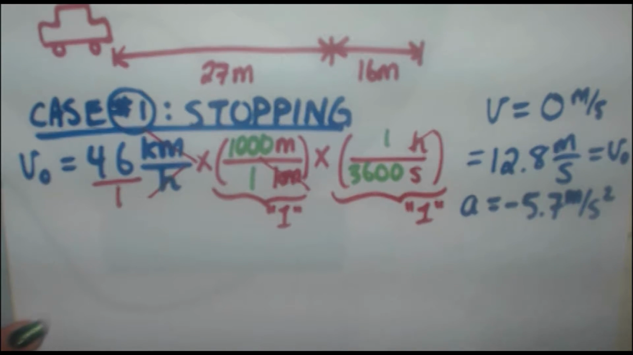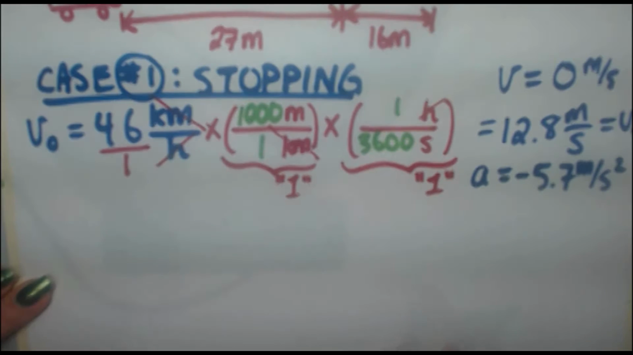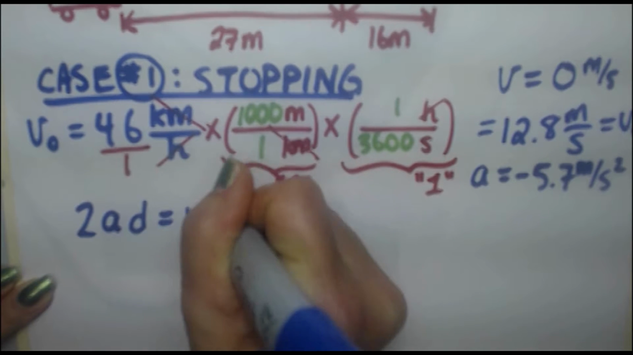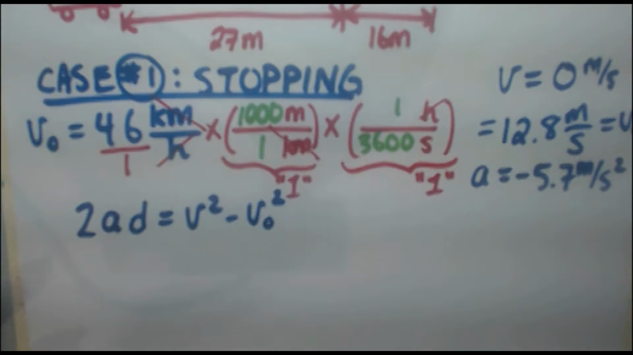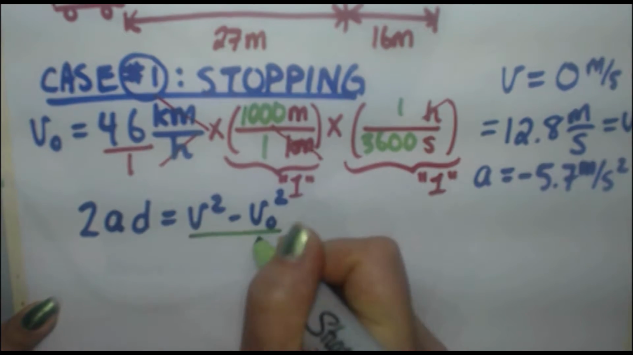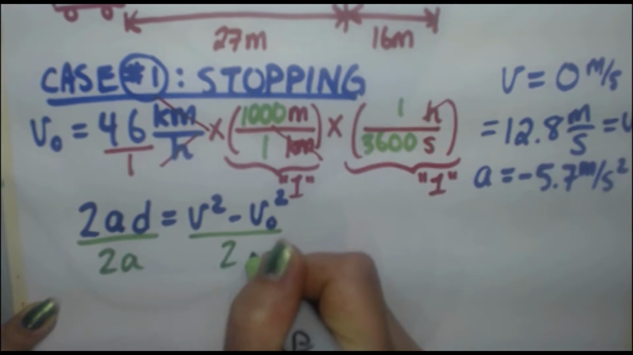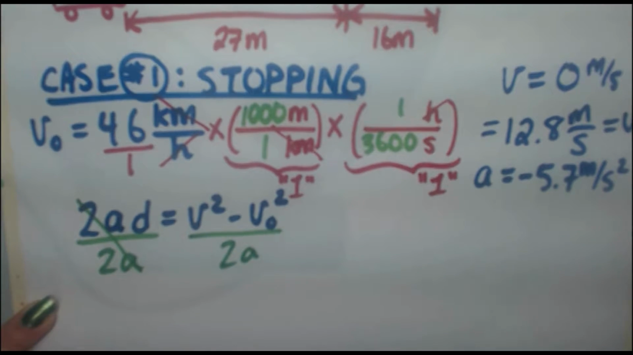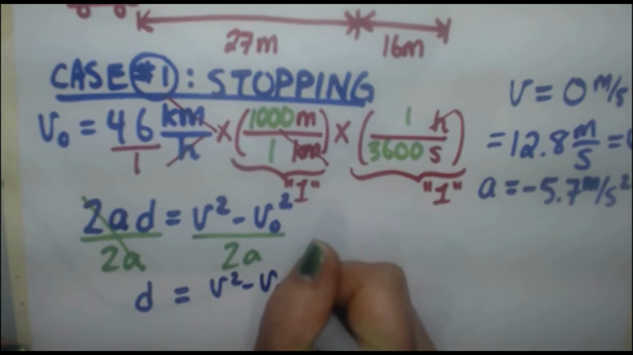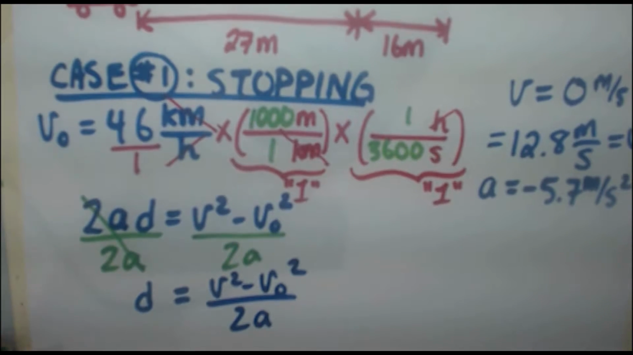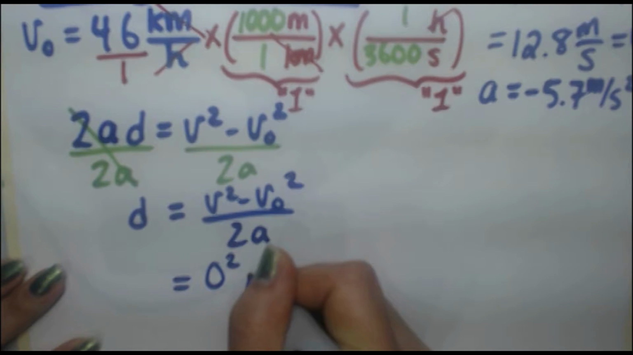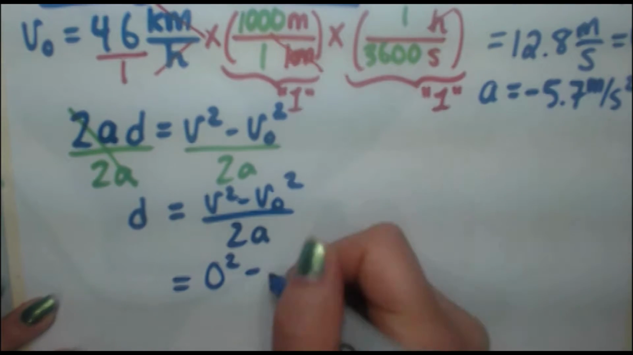So we're going to go ahead and use this kinematic equation, and that is 2AD equals V final squared minus V initial squared. Remember, we're solving for D, the distance. So in order to do that, you have to divide both sides by 2A, because that'll get rid of it on the left. So then on the left, you're left with D equals V squared minus V naught squared over 2A. V is 0, so 0 squared. V naught we just found is 12.8 meters per second.